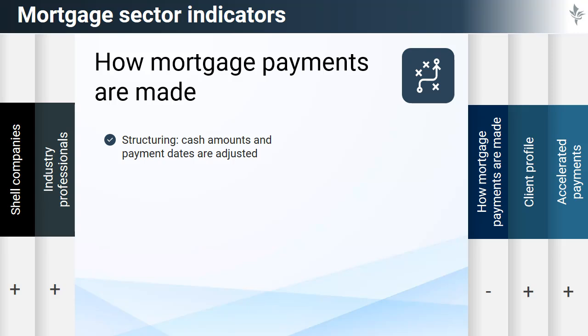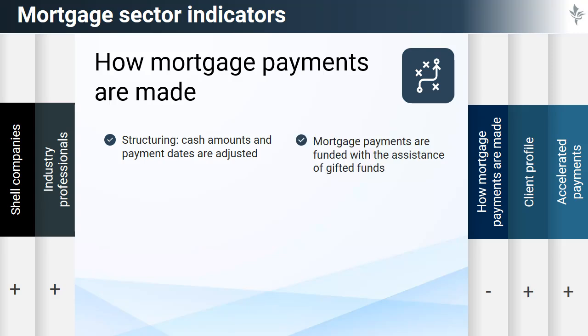Businesses that are regulated by FINTRAC and who receive cash deposits or payments from clients must report these cash amounts if they total $10,000 or more within a 24-hour period. When cash amounts and payment dates are adjusted so that reporting to FINTRAC is not required, this may be an indication of structuring, which is a red flag or an indicator.